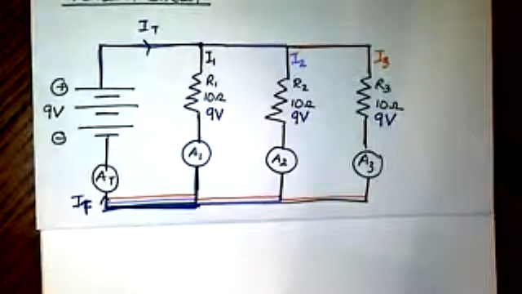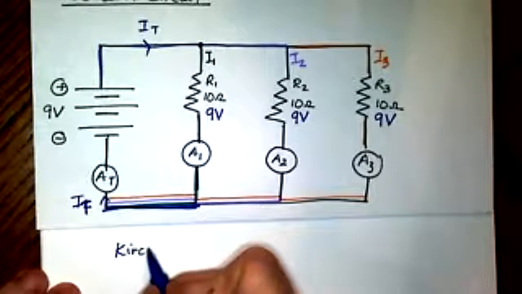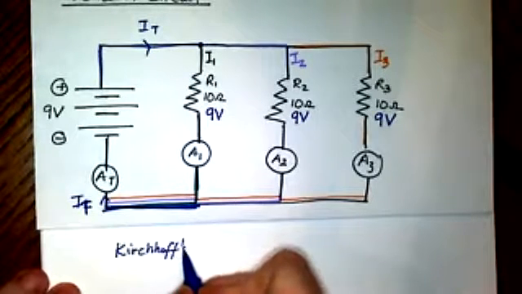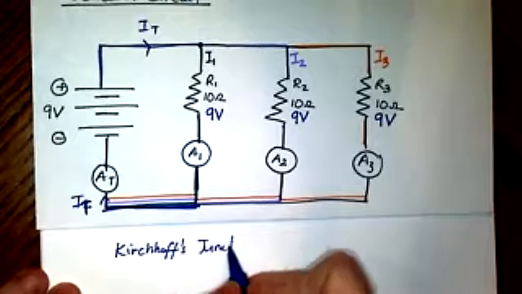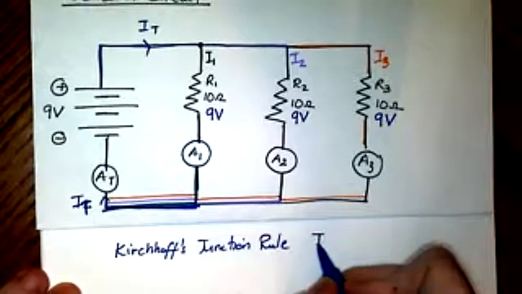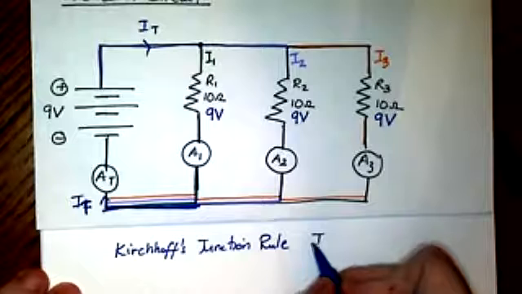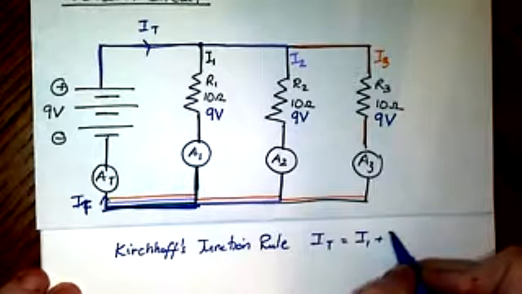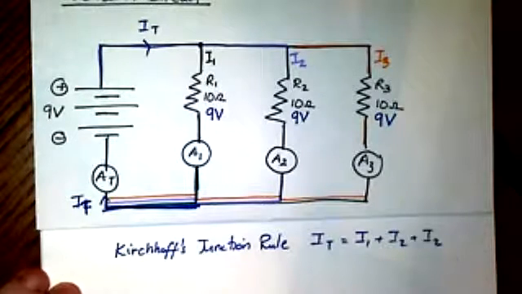That is Kirchhoff's junction rule. And it states that the total current in a parallel circuit is all the other currents added up together.